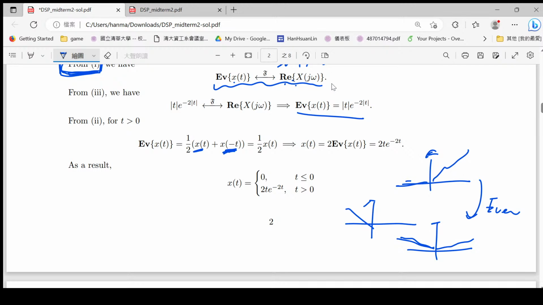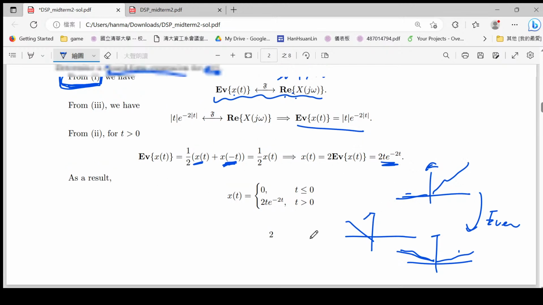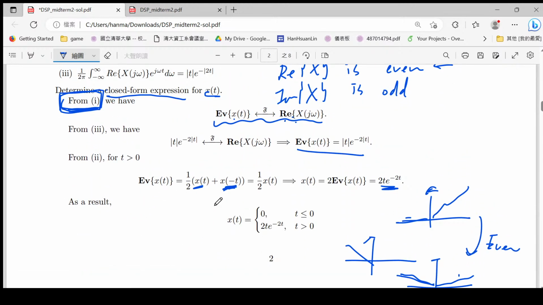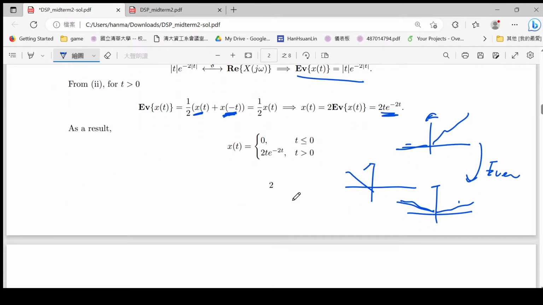This even part should be on the plus side. If you just multiply by 2, you will get back the original function. And on the negative side, obviously it should be 0, as given. So the whole thing is: for t less than 0 it is 0, for t bigger than 0 it's twice this thing. And if you are being a little smarter, you see that for t bigger than 0 you don't need the absolute value sign, so it's like this.